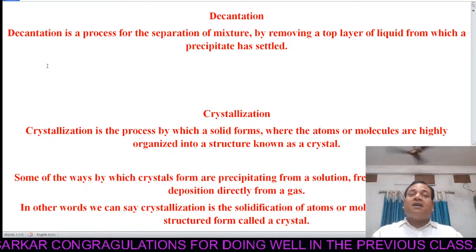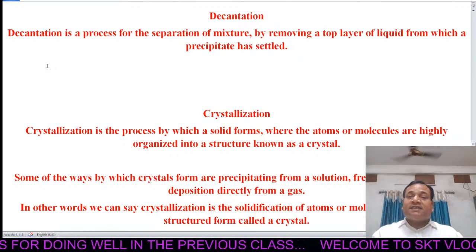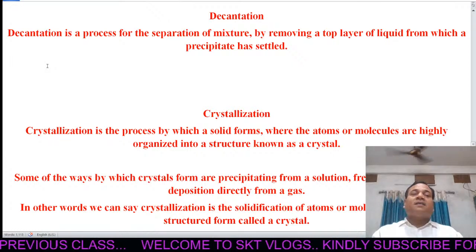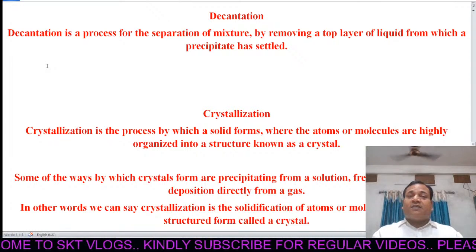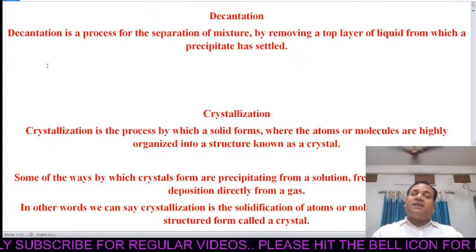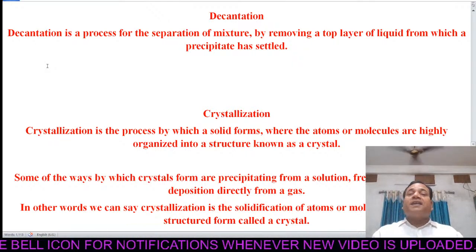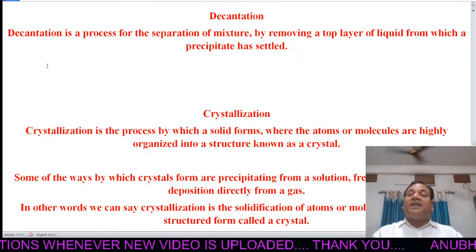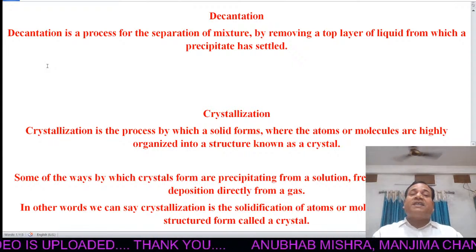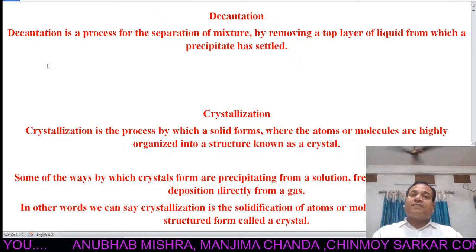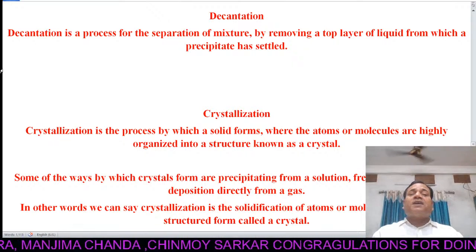Now see decantation. Decantation is a process for the separation of mixture by removing a top layer of liquid from which a precipitate has settled. What is decantation? Listen once more. Decantation is a process for the separation of mixture by removing a top layer of liquid from which a precipitate has settled. Clear?